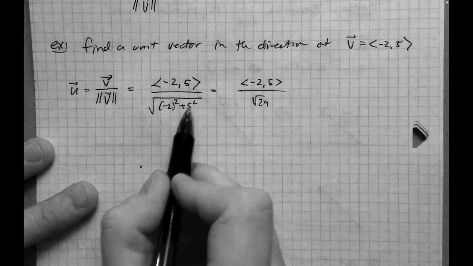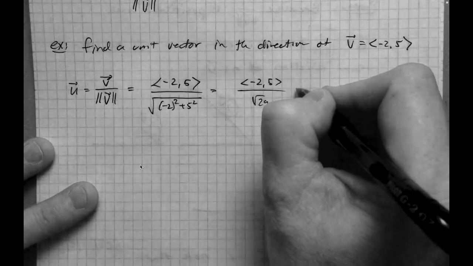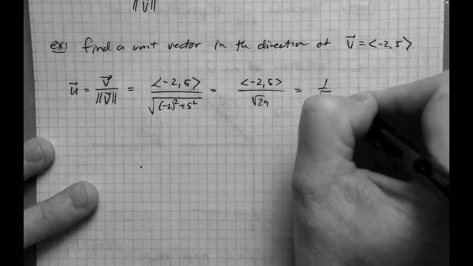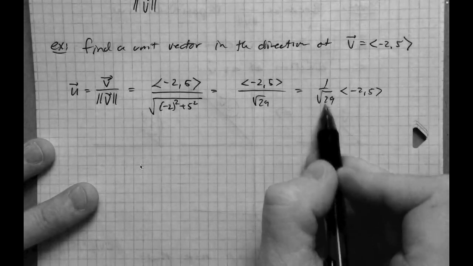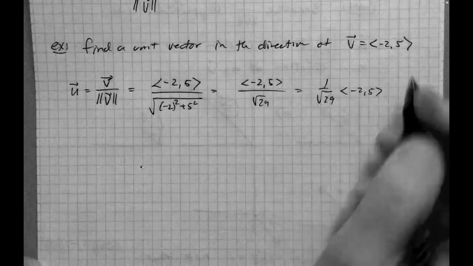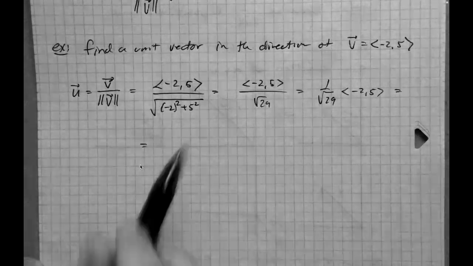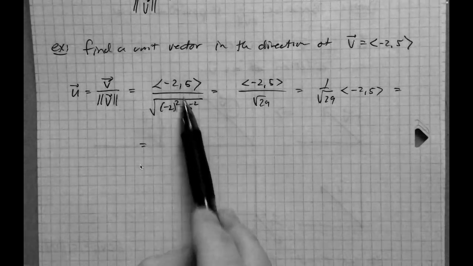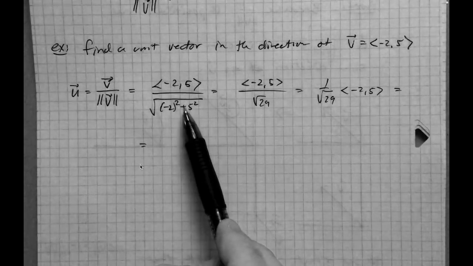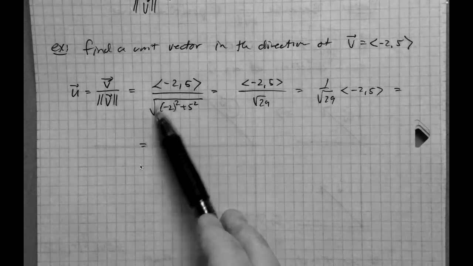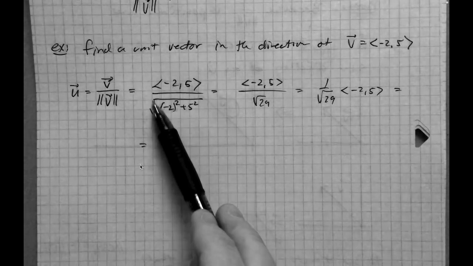So this will be 4 plus 25. Yep, square root of 29. So that's 1 over the square root of 29 times -2, 5. So remember, this is the scalar, so scalar multiplication. When we write it like this, it doesn't make a lot of sense to us yet. This sounds like you're trying to divide a vector by a scalar, and we haven't really talked about that. We certainly haven't talked about using it in this form.